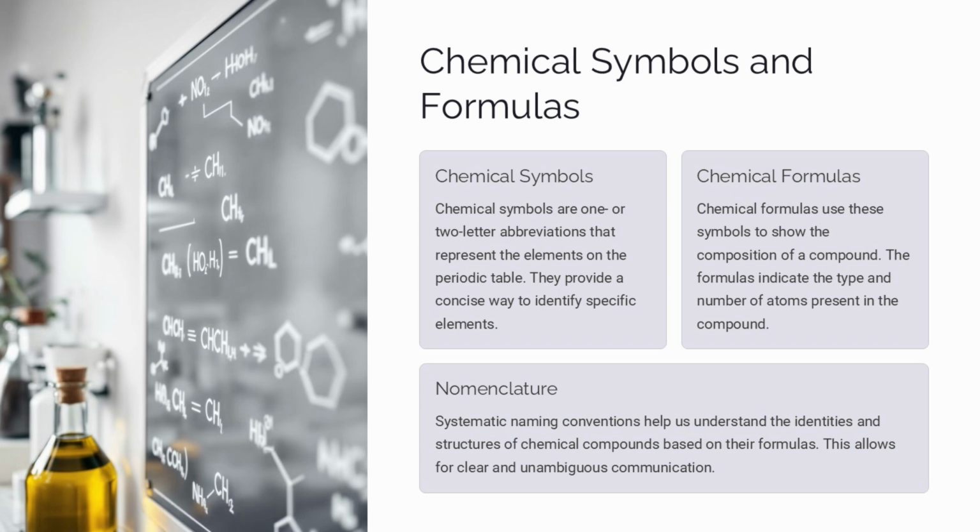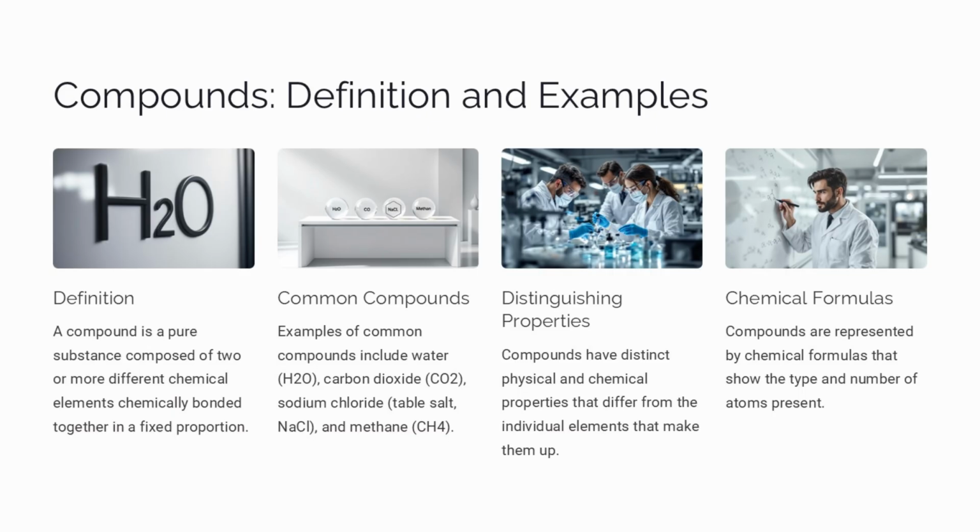Systematic naming conventions help us understand the identities and structures of chemical compounds based on their formulas. This allows for clear and unambiguous communication about chemical substances. A compound is a pure substance made up of two or more different chemical elements chemically bonded together in a fixed proportion. Common examples of compounds include water, H2O, carbon dioxide, CO2, table salt, NaCl, and methane, CH4.